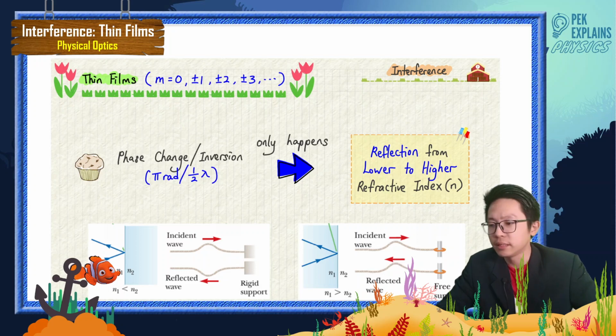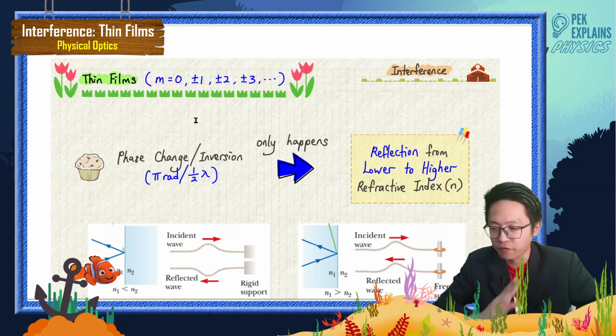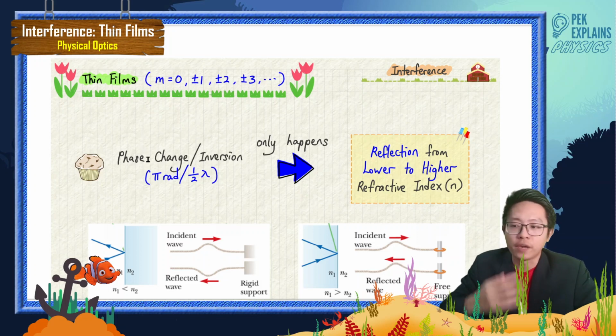Alright, now let's learn about thin films. For thin films, the order also starts from 0, yeah? 0, 1, 2, 3, yeah? Okay, now first thing in thin films, you have to know what is phase change.